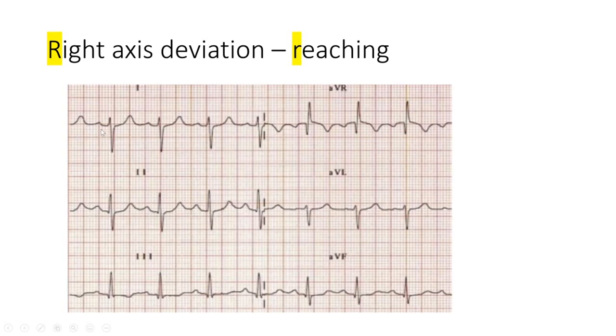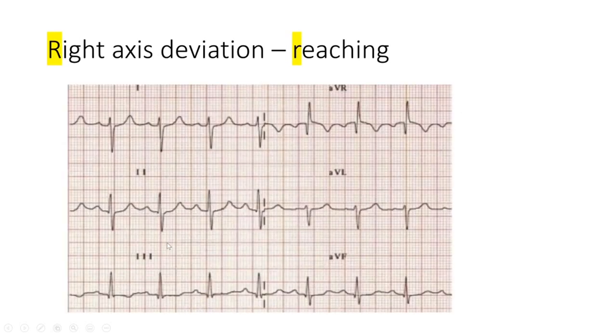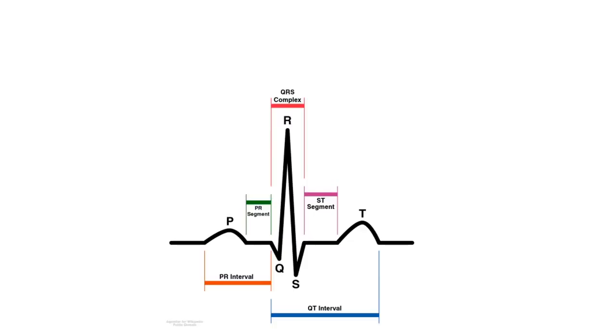And these can be remembered by left is leaving, so lead 1 and lead 3 are pointing away from each other, and right is reaching, so 1 and 3 are pointing towards each other, reaching for each other. Okay, so we've talked about that.